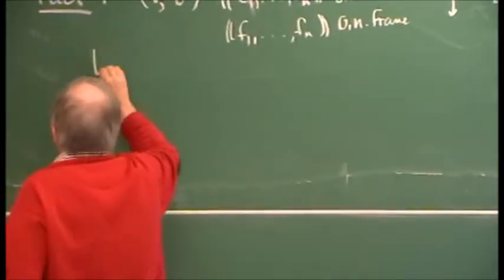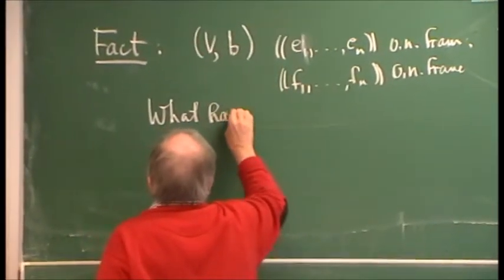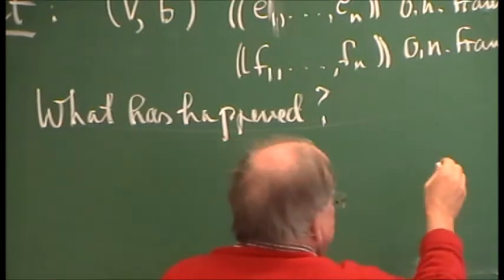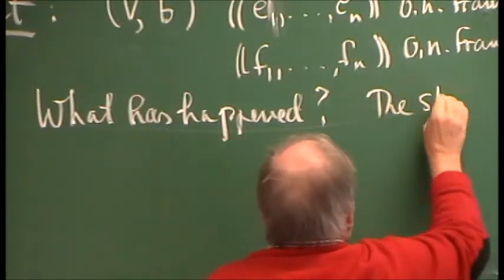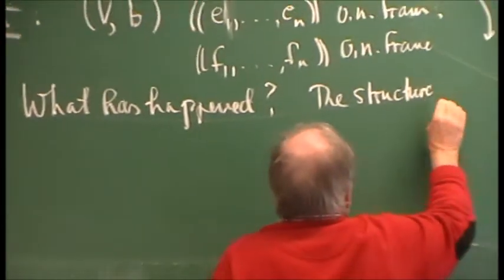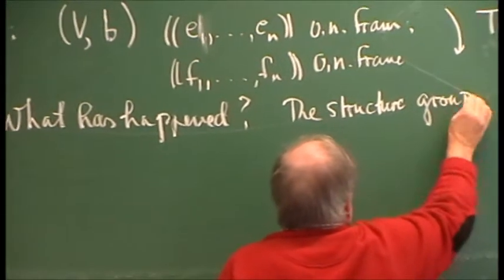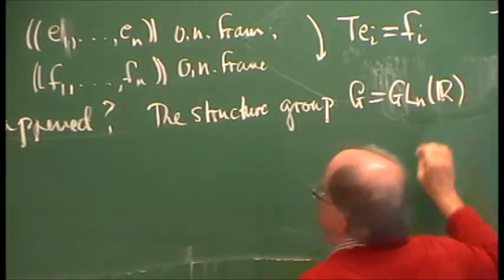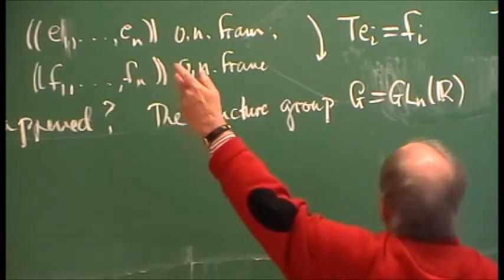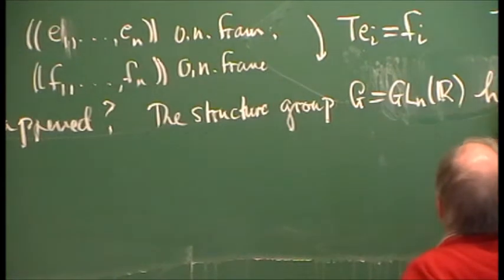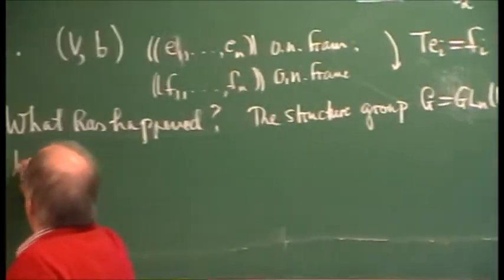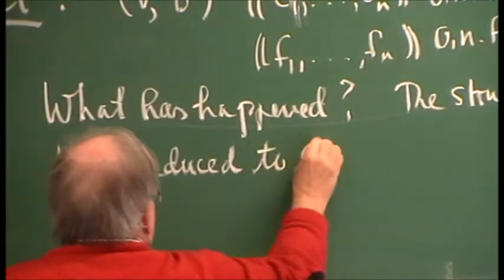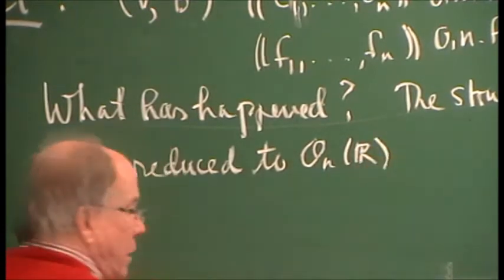Okay, so look what happens. What has happened is that the structure group G, which was GLn originally, so if you just have any random frames here that aren't orthogonal or whatever, just some random frames, has been reduced to On. You get what I'm saying?